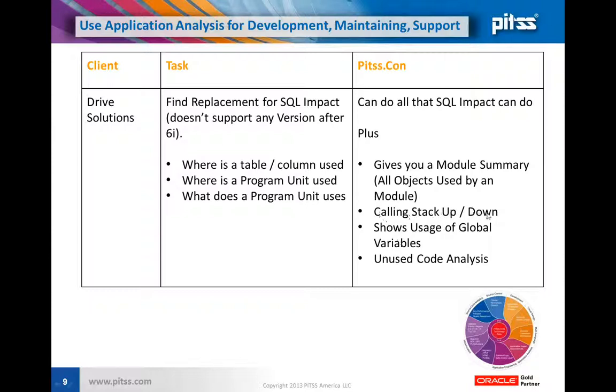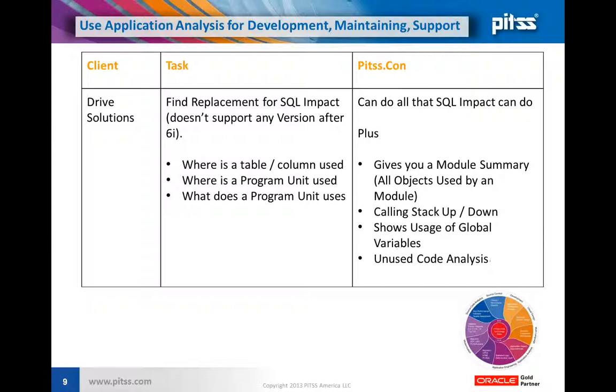So what happens if a trigger is fired, or on the other hand, where is a specific program unit used, and where is this program unit used? We calculate this up to the highest trigger. We show you the usage of global variables, and we can also do an unused code analysis, so you can clean up everything that you are not using.